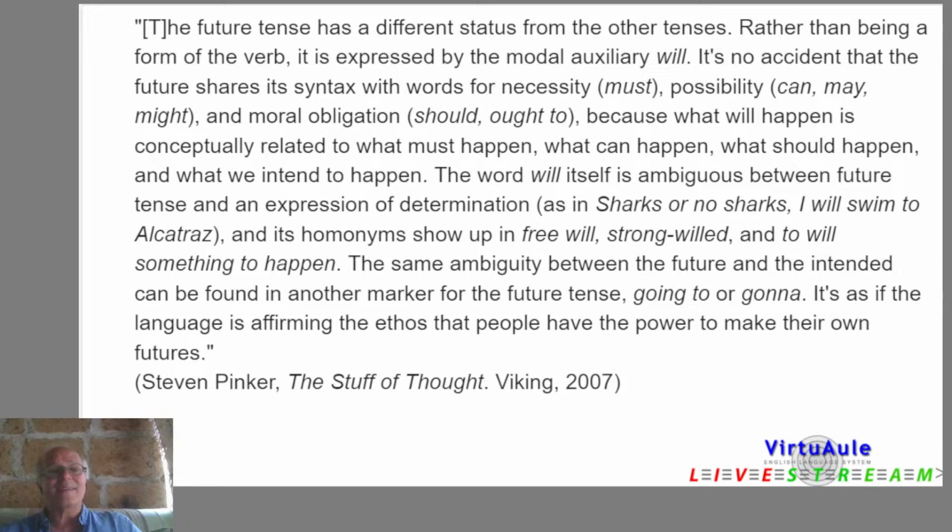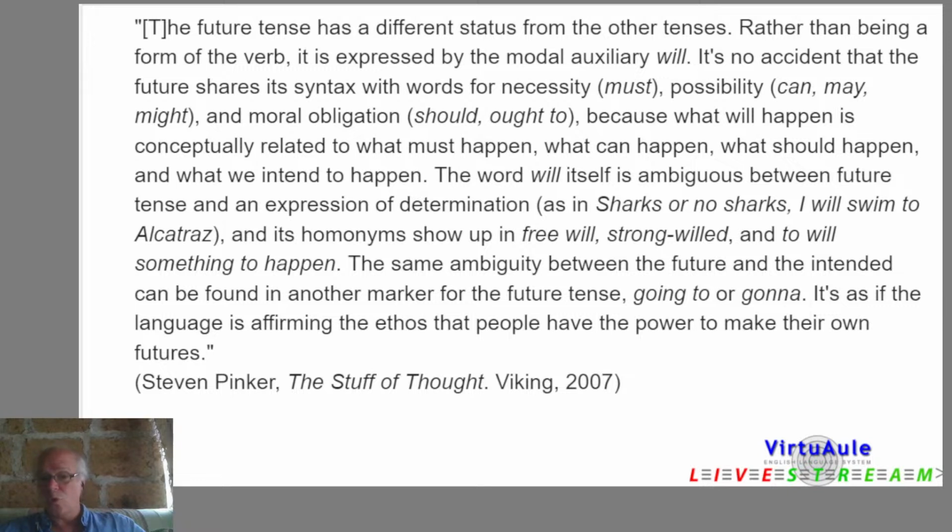The future tense has a different status. Status, or status, depends on how you want to pronounce that word, from the other tenses. Rather than being a form of the verb, it is expressed by the modal auxiliary verb will, right? We saw that before, will. It's no accident that the future shares its syntax with words for necessity: must; possibility: can, may, might.